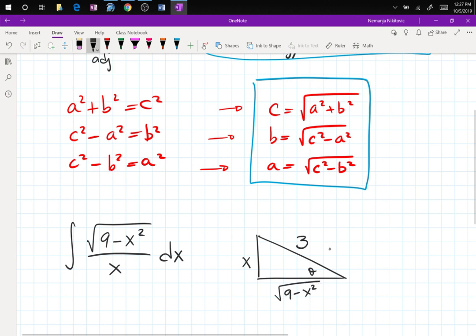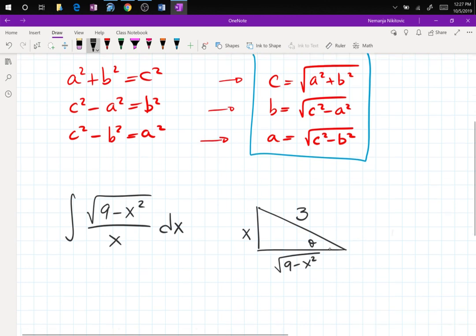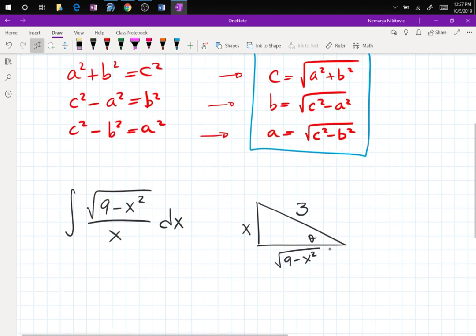which would make immediately this side 9 minus x squared if you do the Pythagorean identity, right? That side would become 9 minus x squared. So this is how you set up the triangle. You need to know that if there is a plus under the root, then the 2 would be the legs. If there is a minus under the root, the first one is always the hypotenuse, and the second one is whatever leg you pick, it doesn't matter.